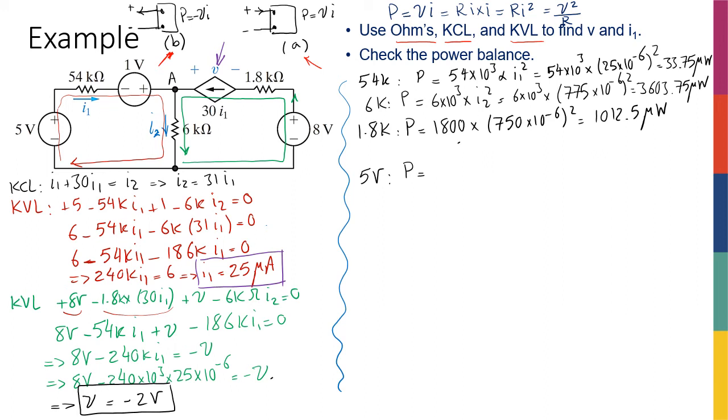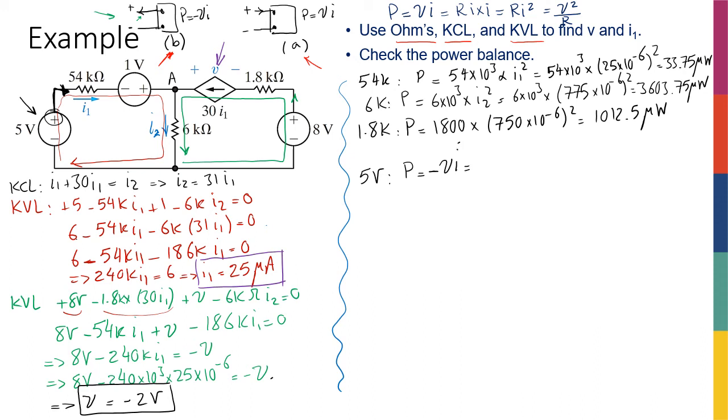Let's look at it. The current of the 5 volt is actually in this direction, right? Because it's I1. That's the current that we have decided to have for this one. So I1 is passing through 54K, so it is passing through in the same direction through the 5 volt source. So looking at it, I can see that the current is actually coming out of the positive terminal. So since this is out of the positive terminal, therefore it's case B. Therefore, I can say that P is actually equal to negative VI.